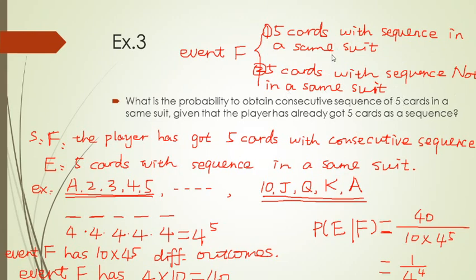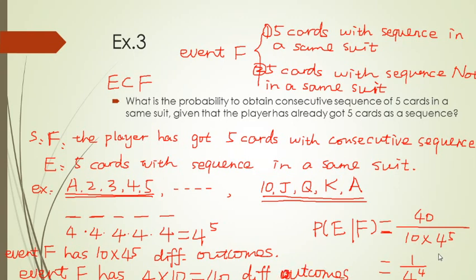So from here it is much clearer to check that event E is a subset of event F. The event E, the 5 cards with the sequence in the same suit, of course, is contained in event F. So those 40 different outcomes give the numerator.